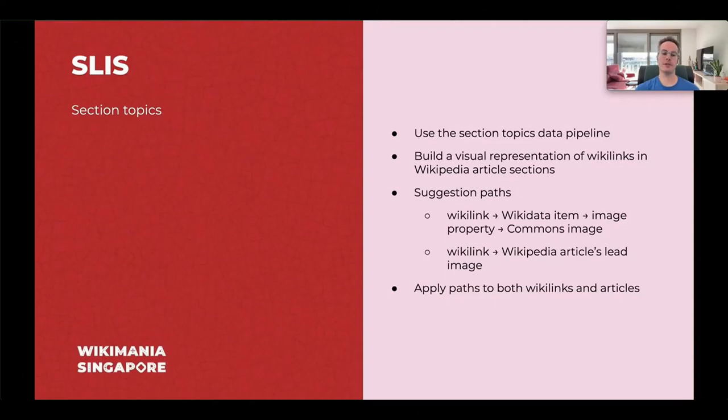The goal here is to build a visual representation of wiki links in Wikipedia article sections. We achieve this by following two paths. The first starts from a wiki link and traverses the corresponding Wikidata item down to the Commons image that stems from the Wikidata image property. The second one instead just looks up the Wikipedia article's lead image from a given wiki link. It's important to note here that we apply these paths to both the wiki link and the article it belongs to. This is to ensure that the suggested image is both related to the wiki link and its article, thus ensuring relevance of a suggestion.